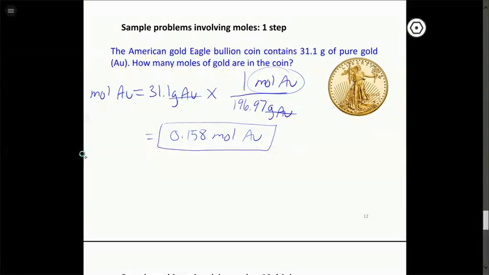All right, so mass into moles is going to be a conversion that we are going to do hundreds, thousands of times in this course. So this is sort of our first introduction to it. It's one that we're going to see a lot as we go forward.